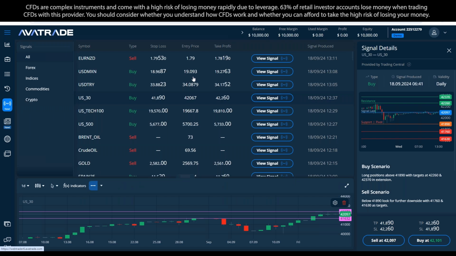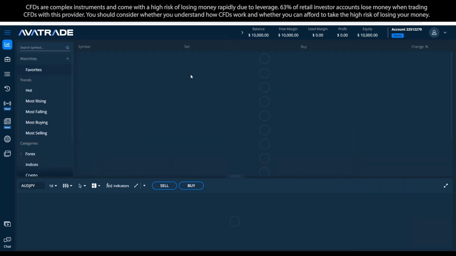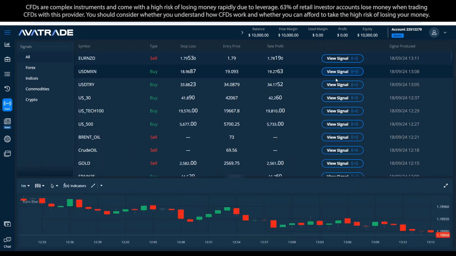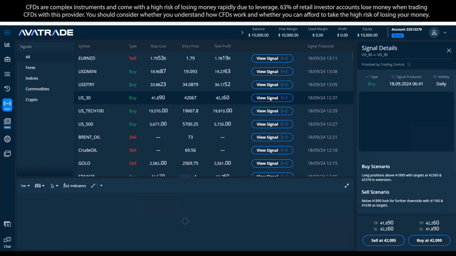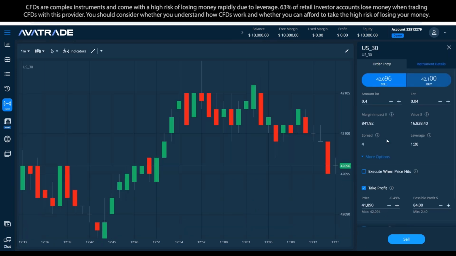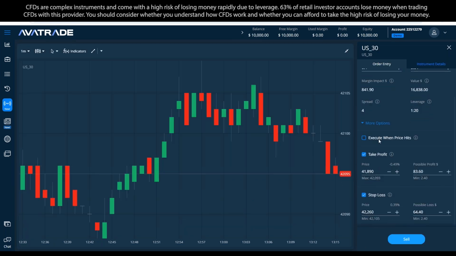Okay, so we were out here. This is the default screen. Now I'm clicking on the signals, clicking on the Dow Jones. Then I click sell or buy, and we are on. Okay, the signal is ready to activate. Now let's go back and understand how to do it more efficiently.